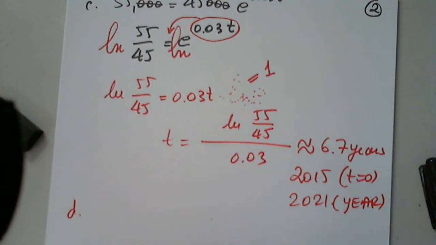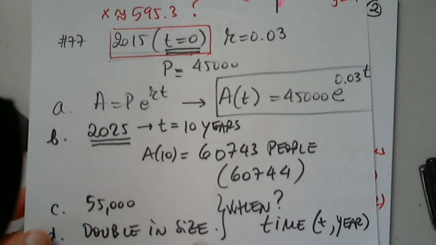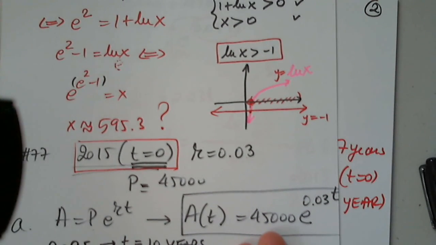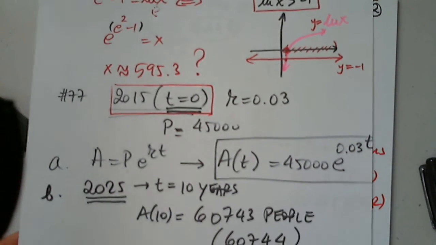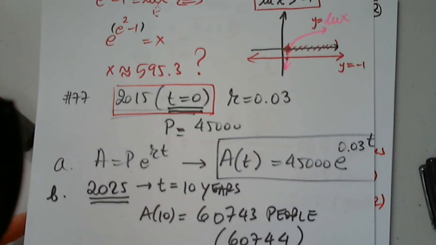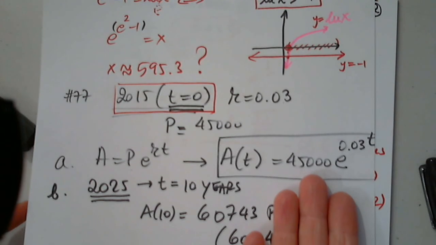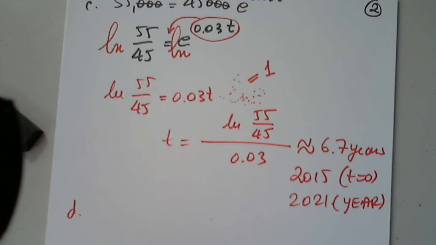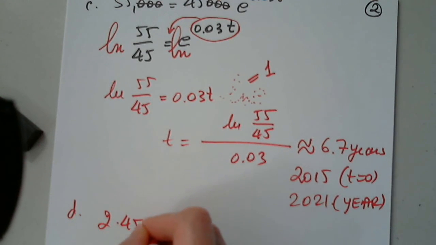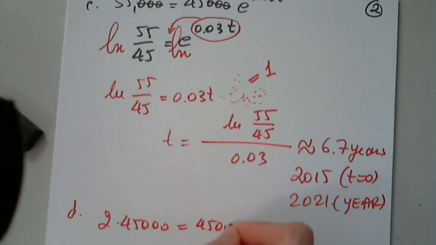Now, how do we perform the last one? How do we work on double in size? I was told the population is 45,000. What does the double in size mean? What will the population be if it's double in size? 45,000 times 2. That's it. And that's exactly how I'm going to write it. 2 times 45,000 equals 45,000 times e to 0.03t.